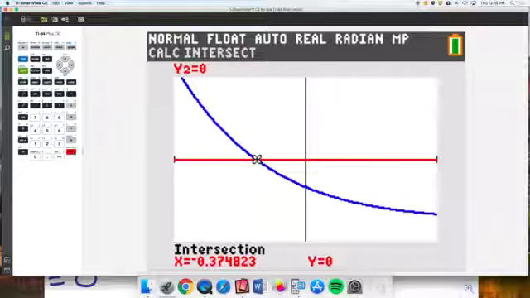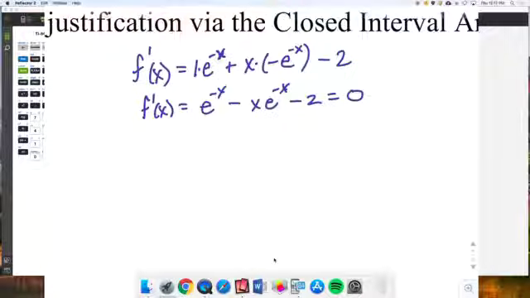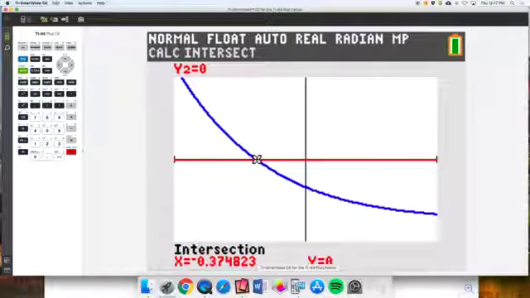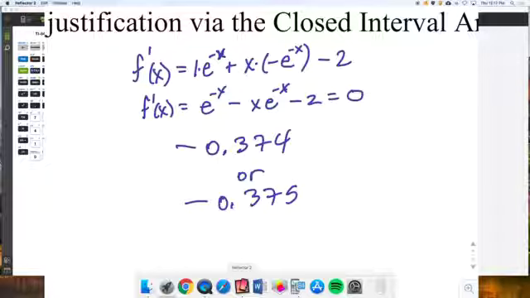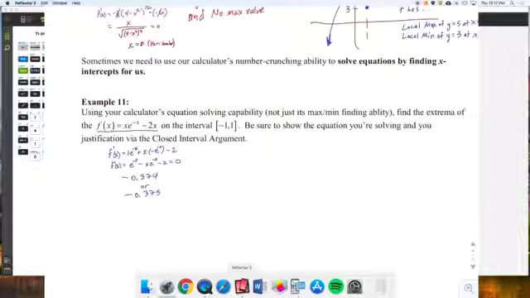So what's faster? Enter, enter, enter, or scroll, scroll some more, scroll, enter, and then scroll, enter. I think the answer is obvious. Enter, enter, enter is obvious. So we write down the answer and we go to lunch. -0.374, or -0.375. Now that's just the critical value.